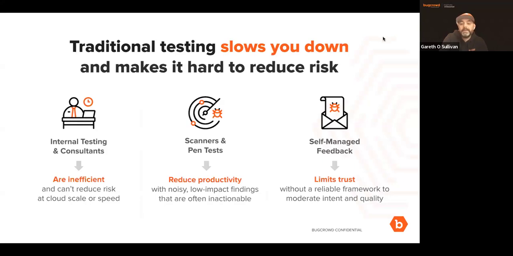And then if you're doing internal self-managed feedback, it can limit trust within the organization. You may not get good visibility of the real issues that exist within your assets and within your organization. So traditional testing can slow you down. It makes it hard to reduce risk, unfortunately.